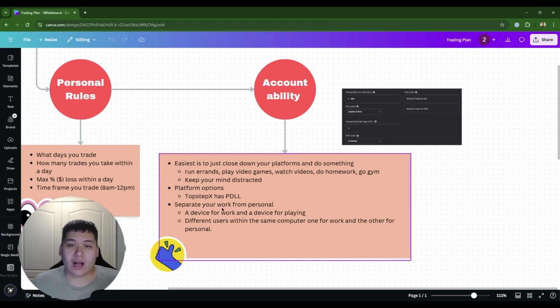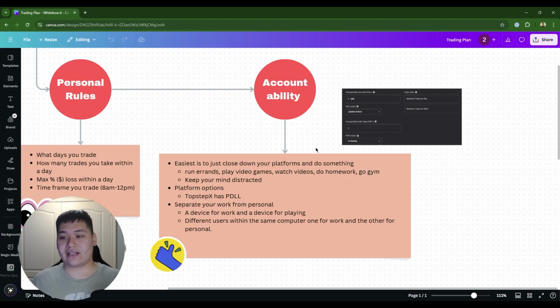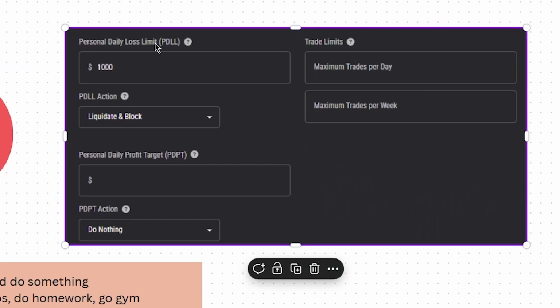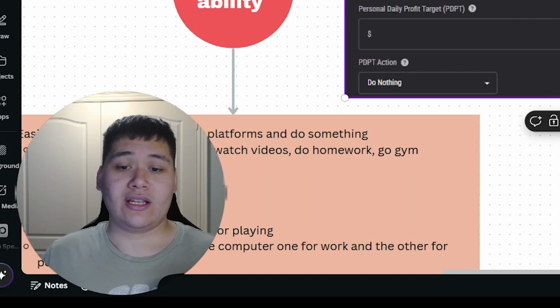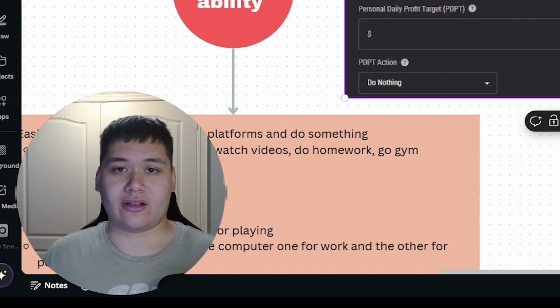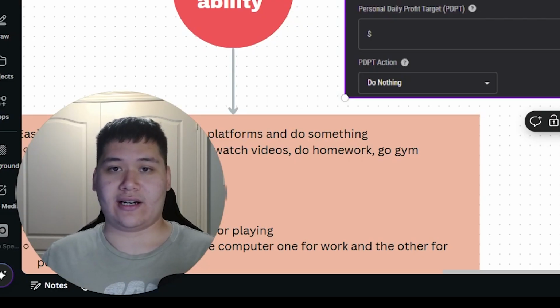Now, there are platform options. So I know from the Forex side, there might be a bot that you can get that completely stops you from trading once you've hit these thresholds. I'm not aware of any, but I trade on Top Step X's platform, and on their platform they have accountability features where they have a personal daily loss limit, where say for example $1,000 is 2% of the account balance for a 50K account. Once I hit $1,000 in losses, liquidate me and block me. So then it'll block me for the entire day and I can't look at it.